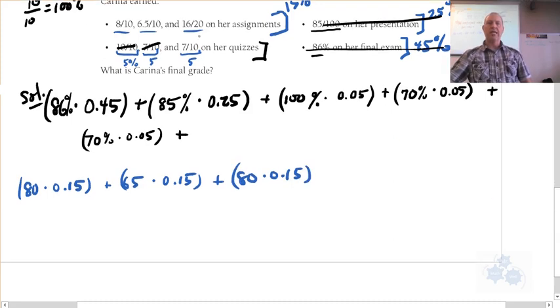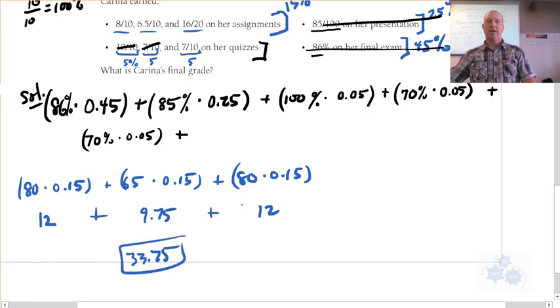Okay. So if we took each one and we multiplied that, what do we get? You guys help me out. Do the first one, do the second one, do the third one. Okay, what do we get? What's 80 times 0.15? It is 12. Okay. What's this one? 9.75. Okay. What about this one? Oh yeah, same as the first one. 12. Okay, so what's that? 33.75? That's what you get when you add those all together.